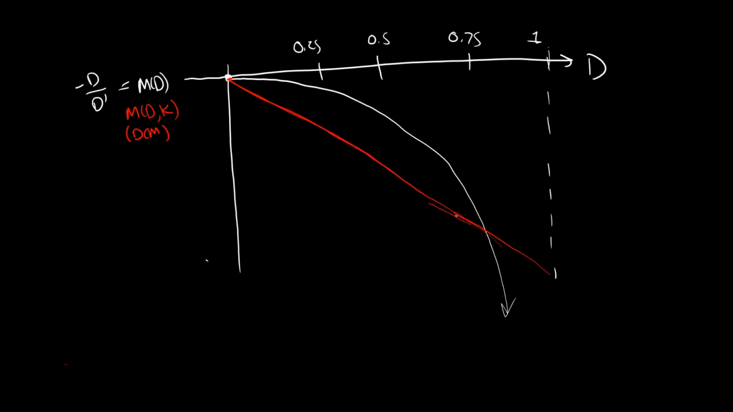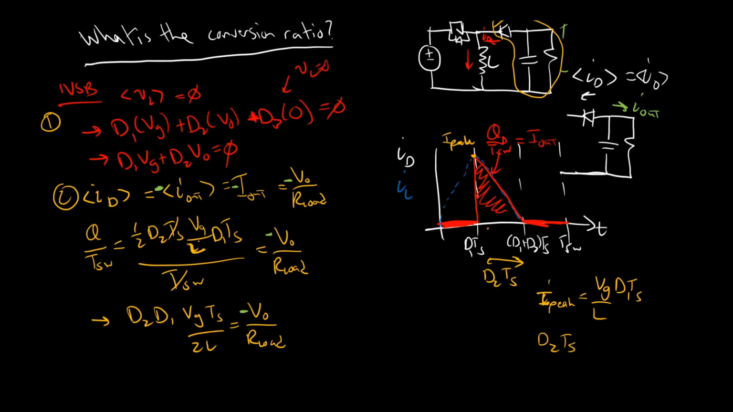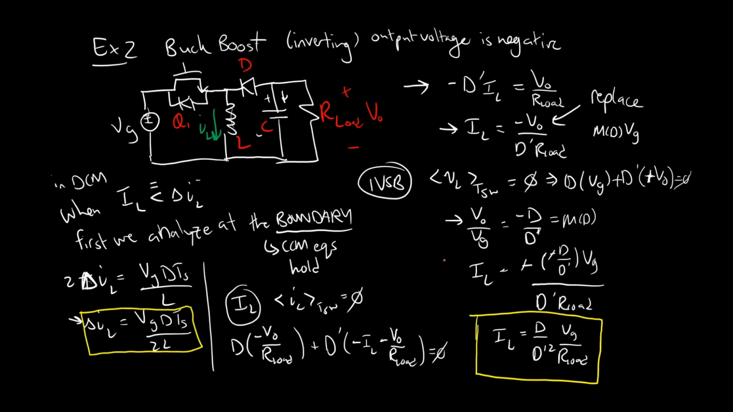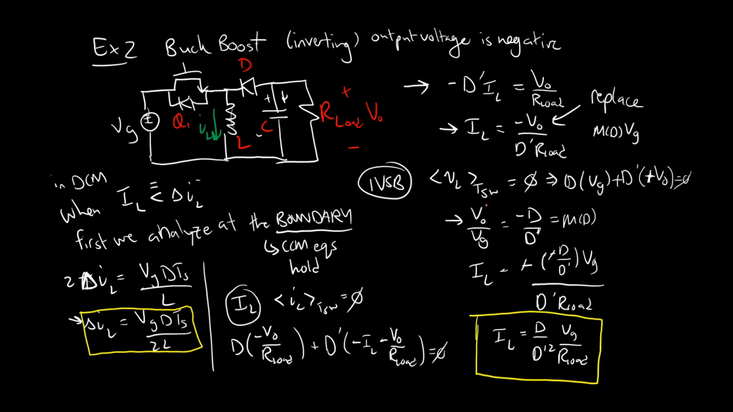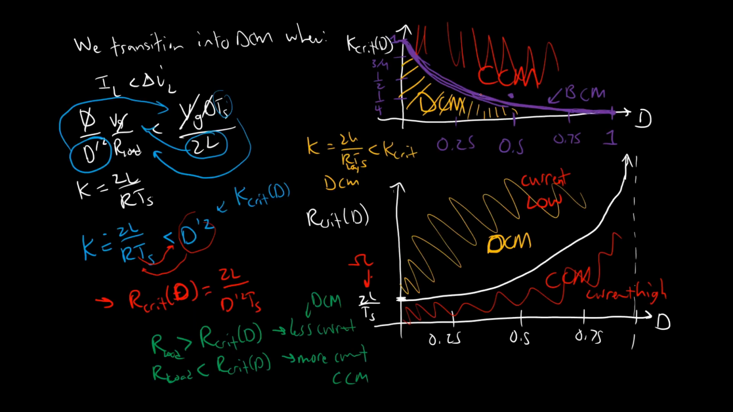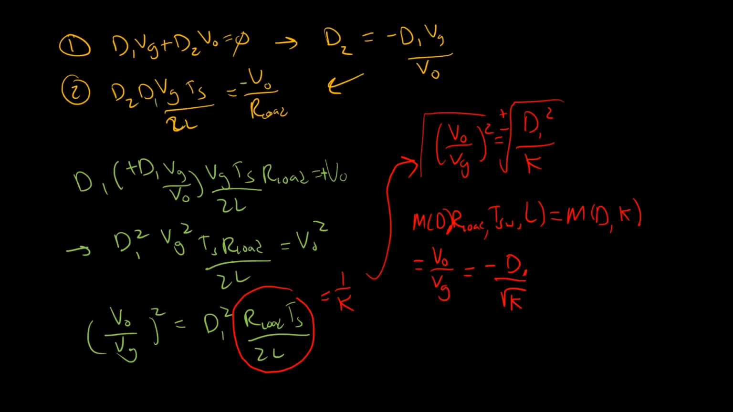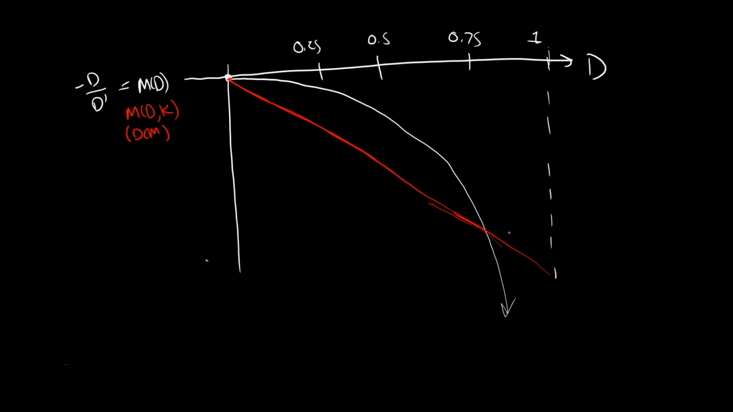And it can't be in DCM forever, right? Thinking back all the way back here, it can't be in DCM forever. Eventually, you're going to be forced into CCM, right? Eventually, when D becomes very, very large, you'll be forced into CCM because there's no K, there's no 2L over RTS that will allow you to achieve DCM, basically. So somewhere over here, you'll be forced into CCM. And maybe it hooks up back here.